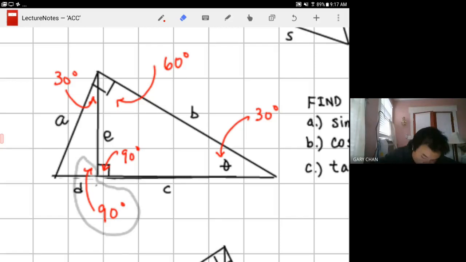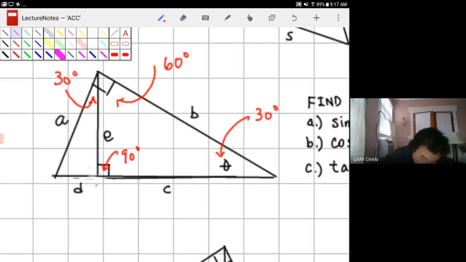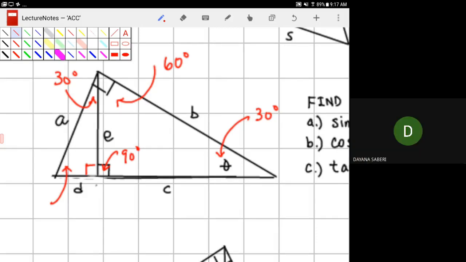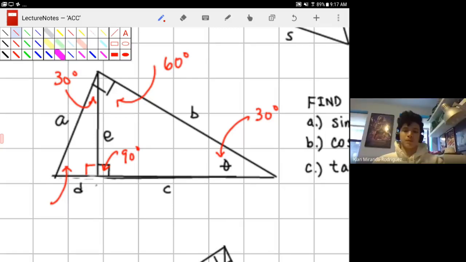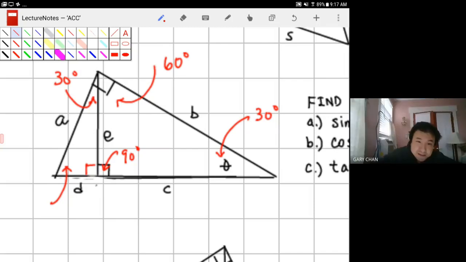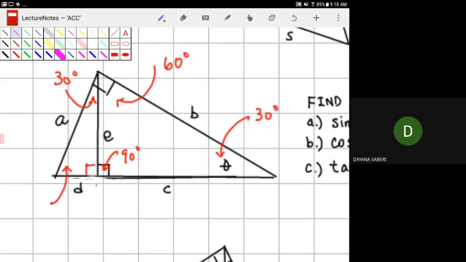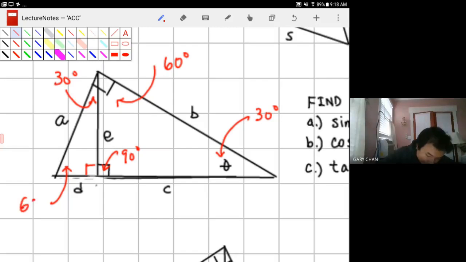And Diana, if this side over here is 90 degrees, what would the angle over here have to be? If you said something, you were kind of muffled. Oh, 60 degrees. Amazing. That's exactly it.